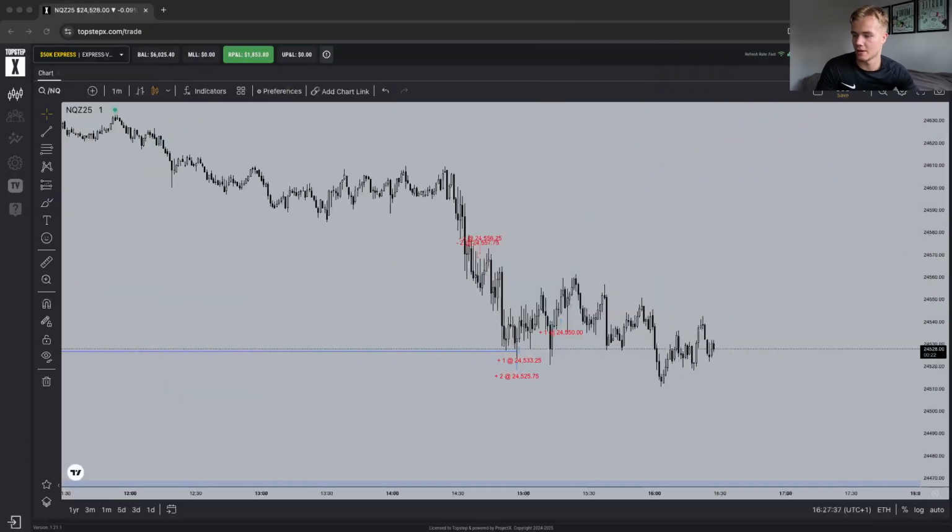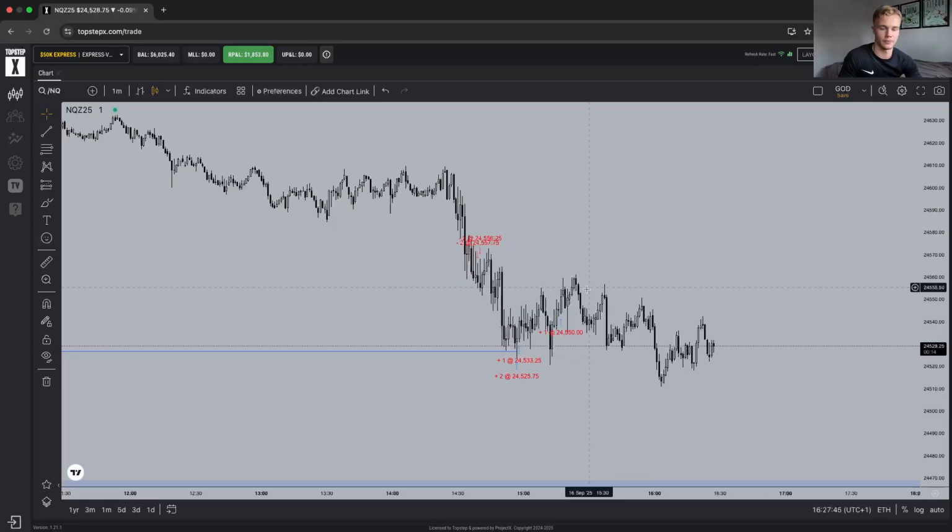Today is Tuesday, the 16th of September, and I'm going to be breaking down the one trade I took today that made me $1,853. So, before we get into it, I'm just going to show you the P&L so that you guys know I'm not bullshitting you. Here we are, 1,853, and we got back to that 6K benchmark.